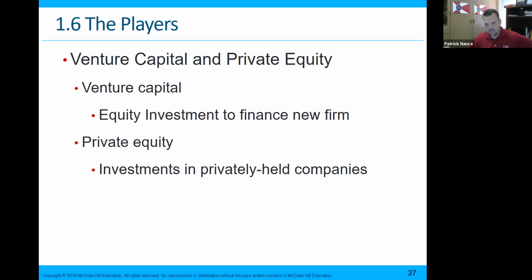One of the largest companies in the world that's not publicly traded is here in Wichita, Koch Industries, which is a privately held company. That's a very large privately held company.